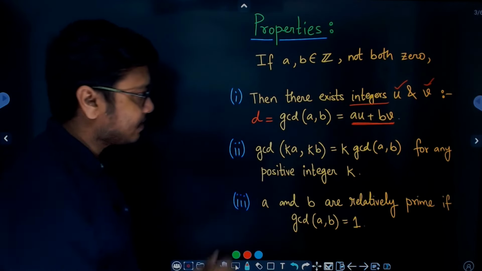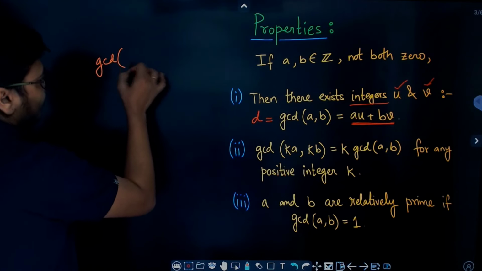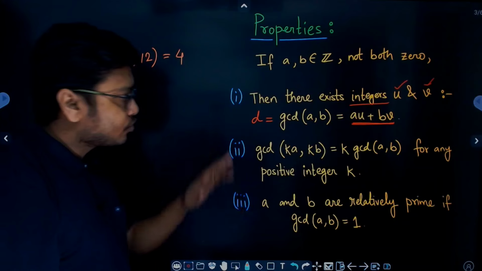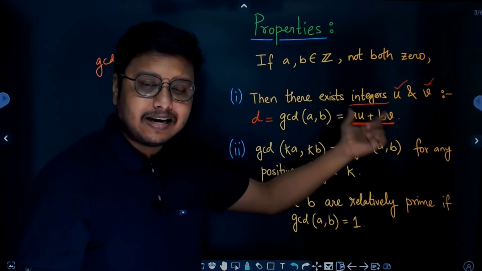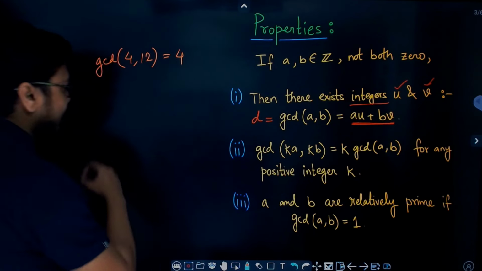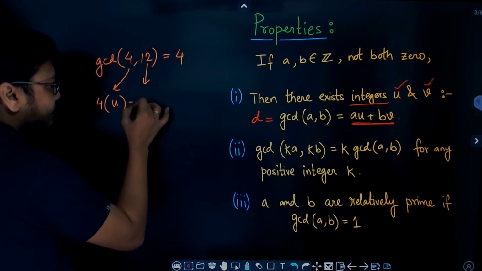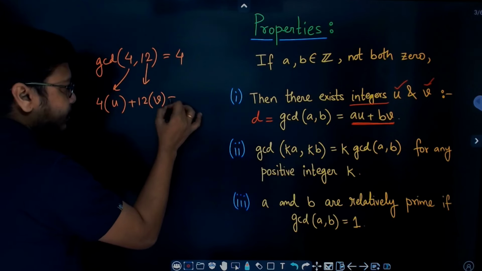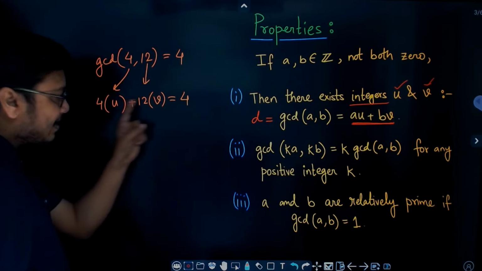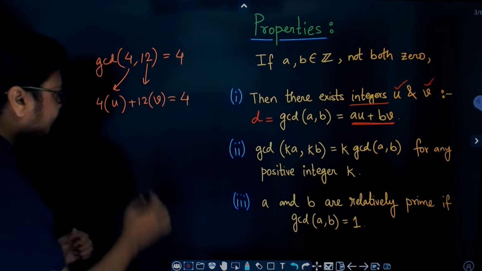Let's take an example to understand this fairly. Let's go back to my same old example, GCD of 4 and 12, that's 4. Now this property is saying that there must exist some integers u and v such that 4 times u plus 12 times v is equal to the GCD value. Now the GCD value is how much? 4. So there must exist some integers u and v. Let's try to find that out manually.